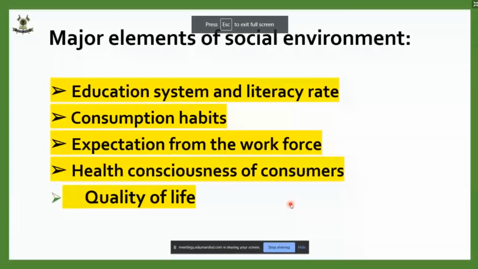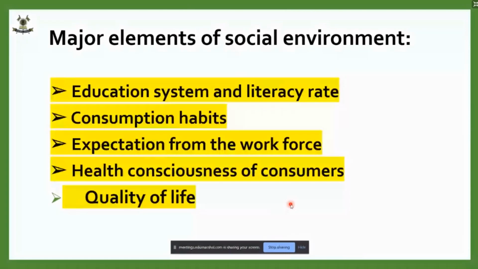So when we talk about girl education, mechanized things in the society, the standard of living of the people, the status of women, all these are part of social environment. I hope you're getting this, children. When the words economic environment and social environment come, you should be able to identify what is the part of economic environment and what is the part of social environment.